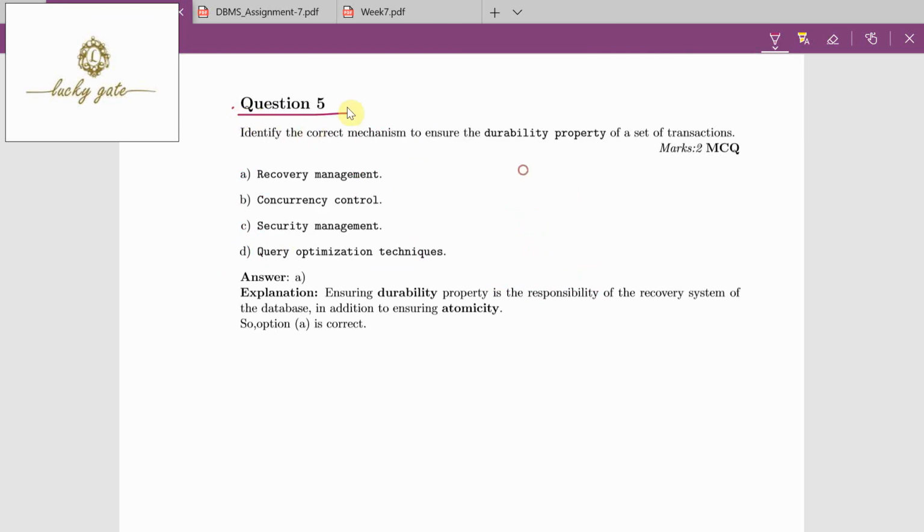Question number 5. Identify the correct mechanism to ensure the durability property of a set of transactions. Durability is ensured by the recovery management system of a database system. So the answer is option A. Concurrency control is the responsibility of the isolation property, and security management and query optimization techniques are not there. So the answer is option A.